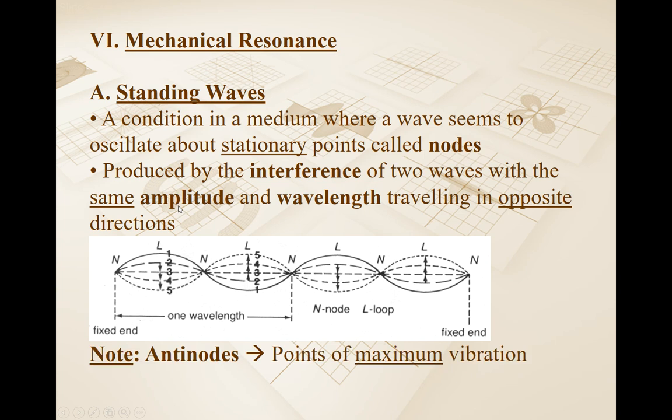And again, just a quick reminder. When you think of a node, you should think node is nothing in terms of amplification. A node is where you have no vibration, and an antinode is a point where you have amplification. So you're getting your maximum amplitude continuously switching between a jumbo crest and a jumbo trough. So antinodes are points of maximum vibration.